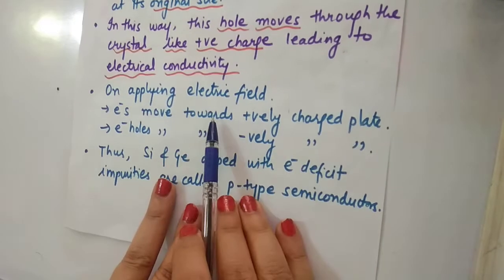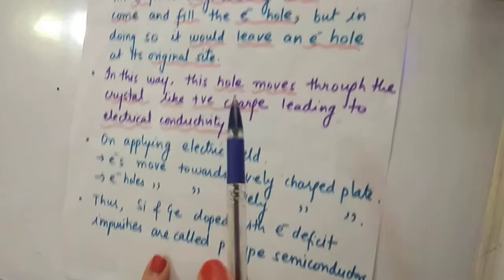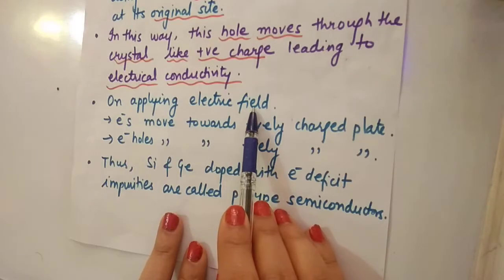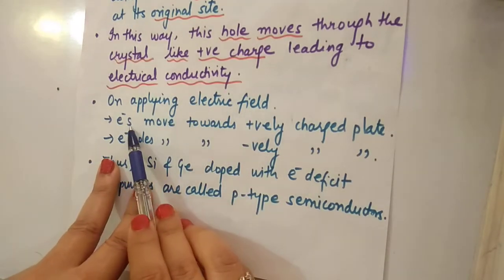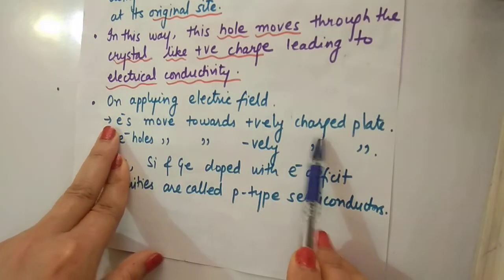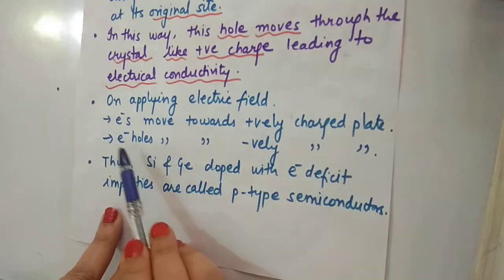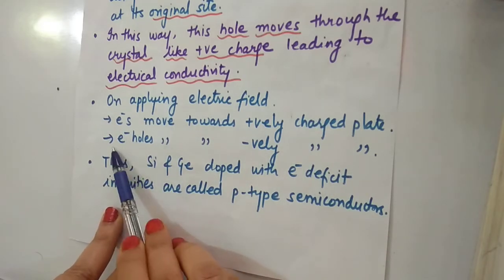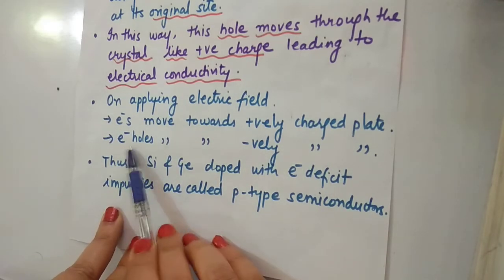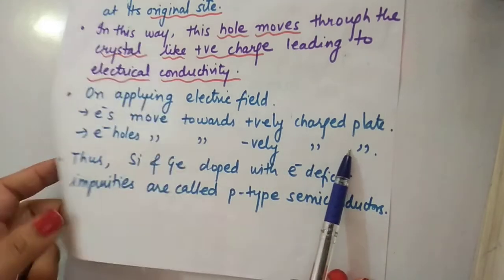Now next, if you apply an electric field to this semiconductor, then the electrons will move towards the positively charged plate, since opposite charges attract. Electrons will move to the positively charged plate, and electron holes, which are positively charged, will move to the negatively charged plate. So this is what the two types of semiconductors are.